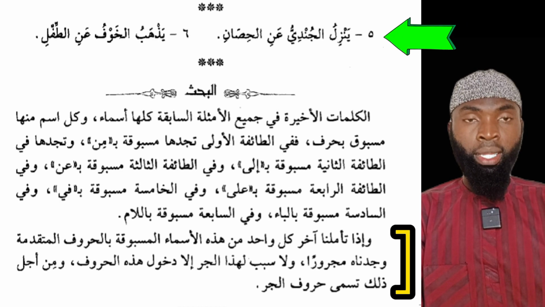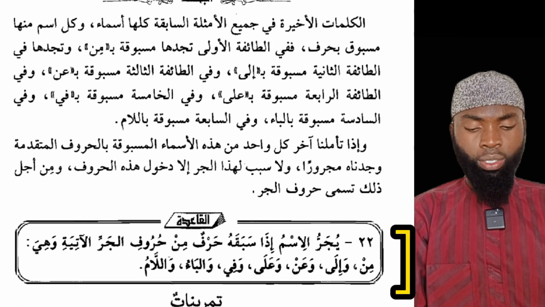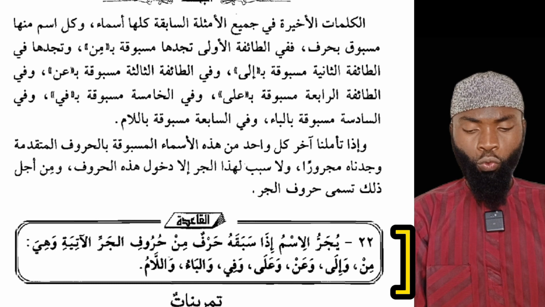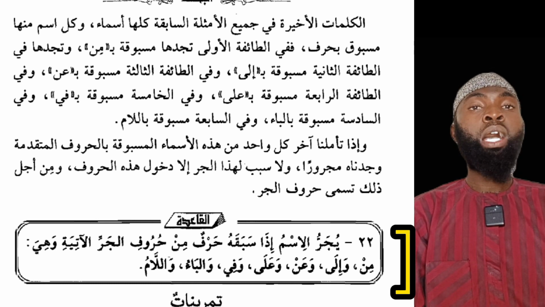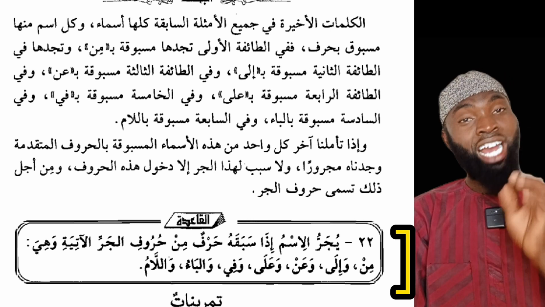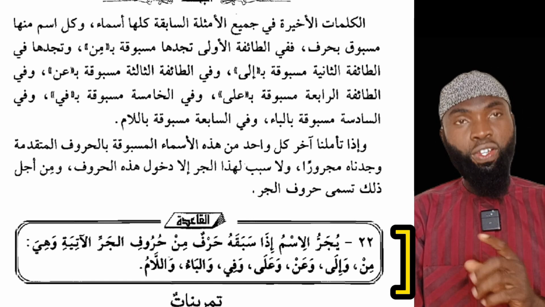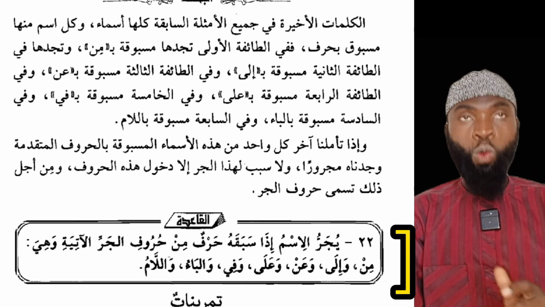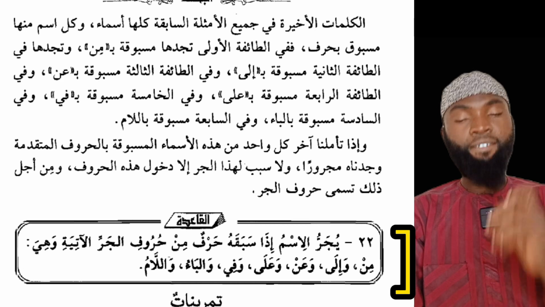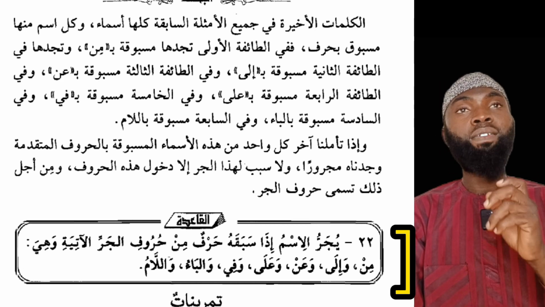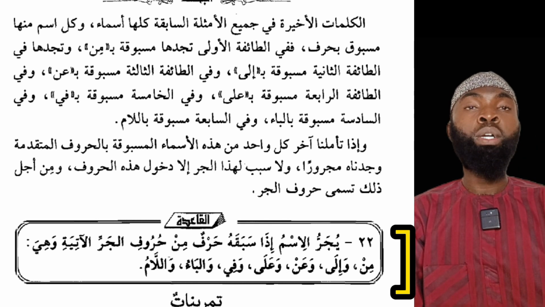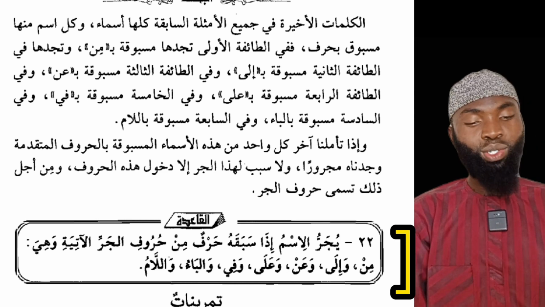Moving on to al-qa'ida, the rule states: yujarru al-ismu idha sabaqahu harfun min huruf al-jarr al-atiya. A noun is put into the genitive case carrying kisra when the noun appears after one of the following prepositions. The first one is min. We have ila, we have an, we have ala, we have fi, we have ba, and we have lam. All of these prepositions, when they come before a noun, make the noun carry kasra.